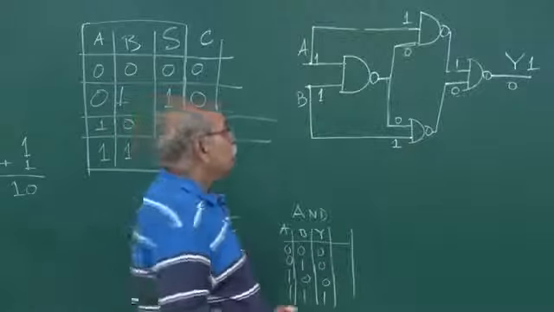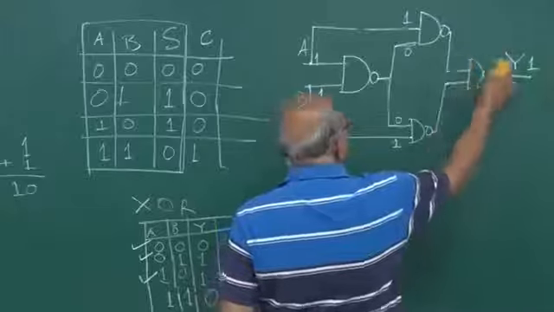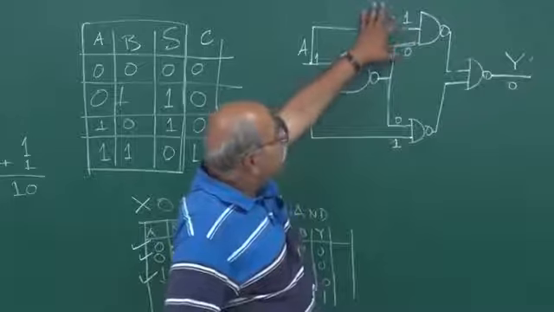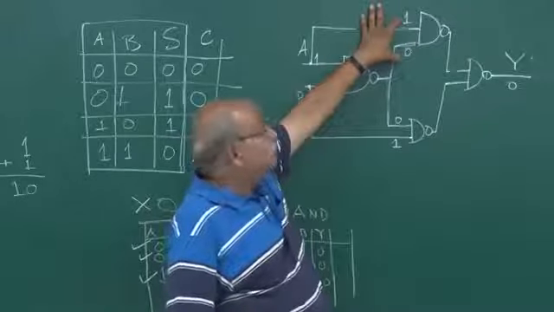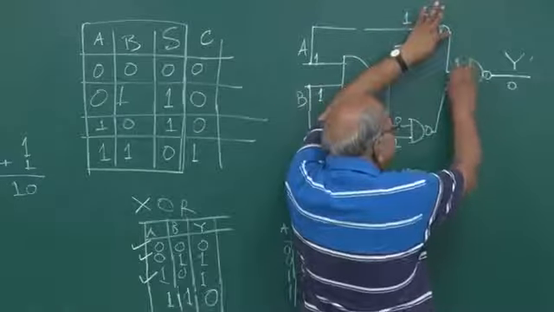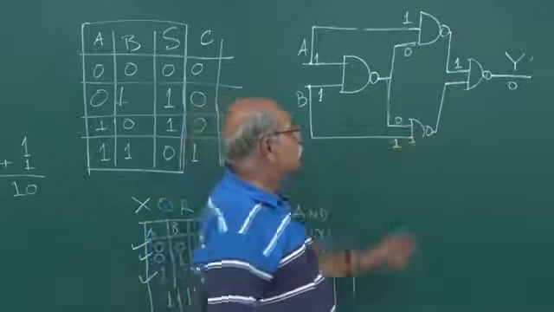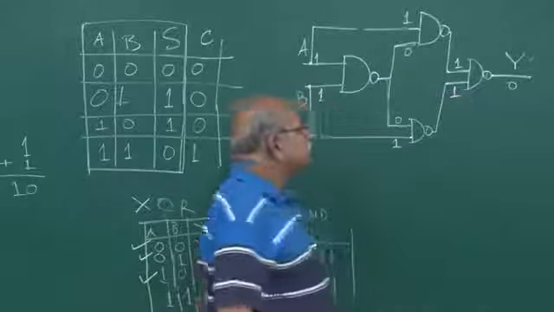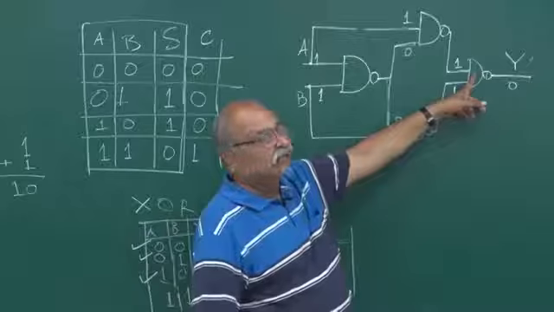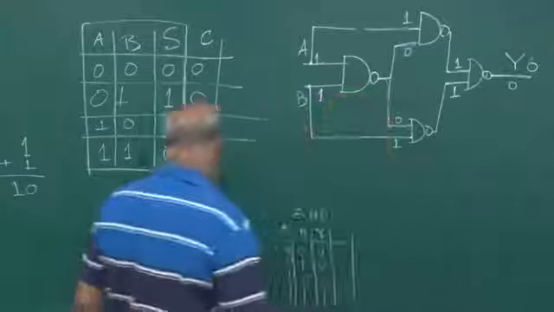So what is 1 and 0? Let me remove all these old writings. So what is 1 and 0? 1 and 0 is 0. So this is 0, this is 1. So this is 1 here. And similarly, 0 and 1. So AND is 0 and NOT is 1, so this is 1. Now, 1 and 1 is 1 and NOT of that is 0. So this Y becomes 0. So that is the last line.